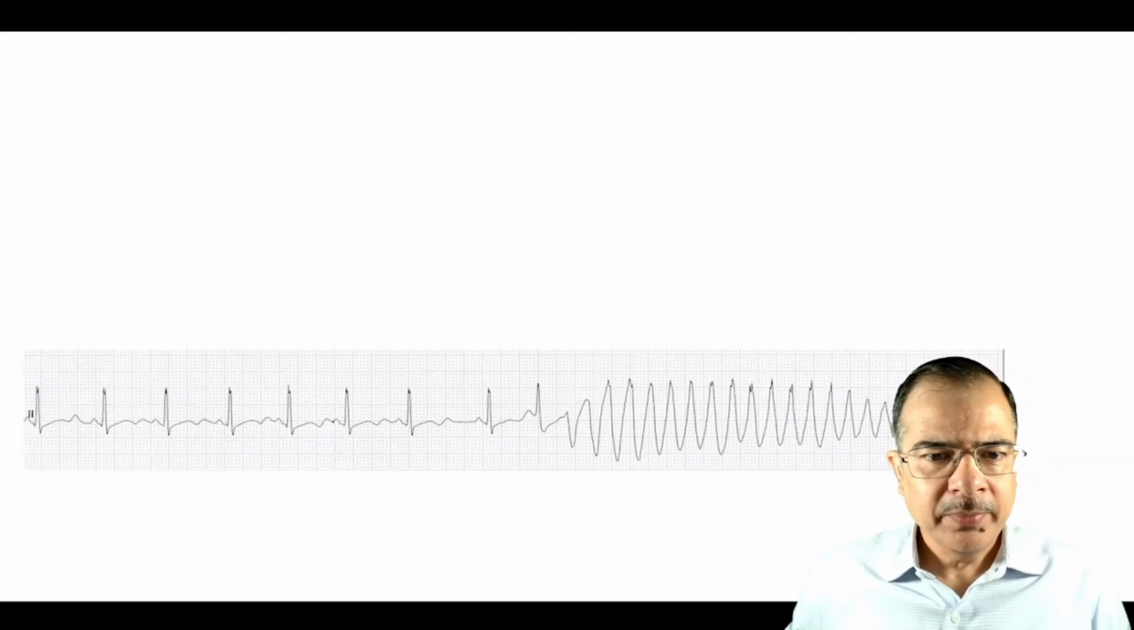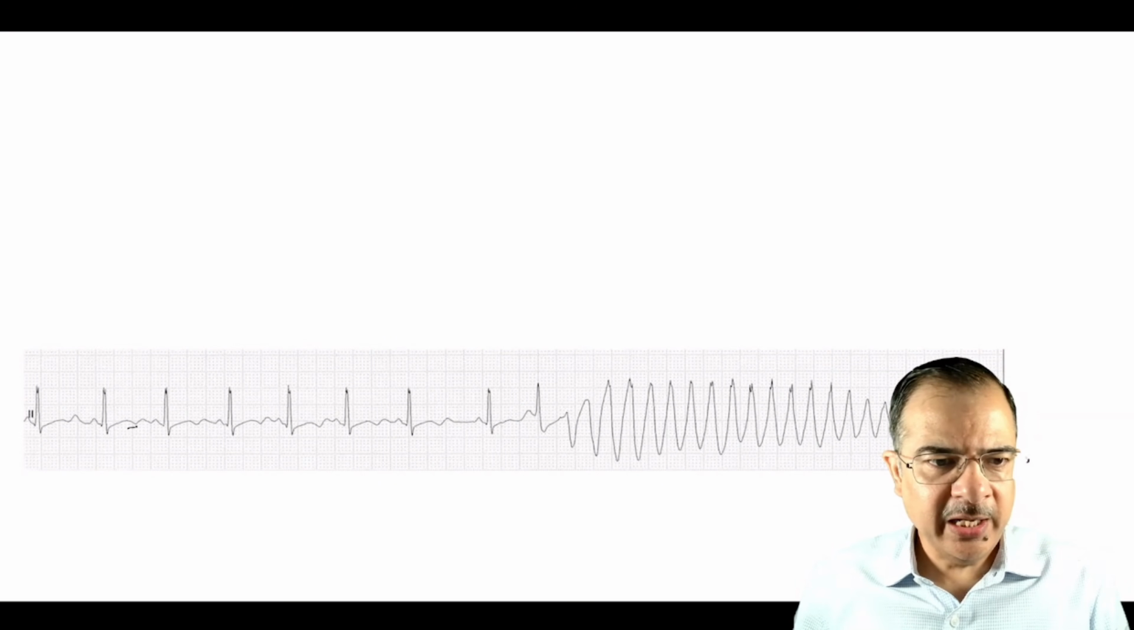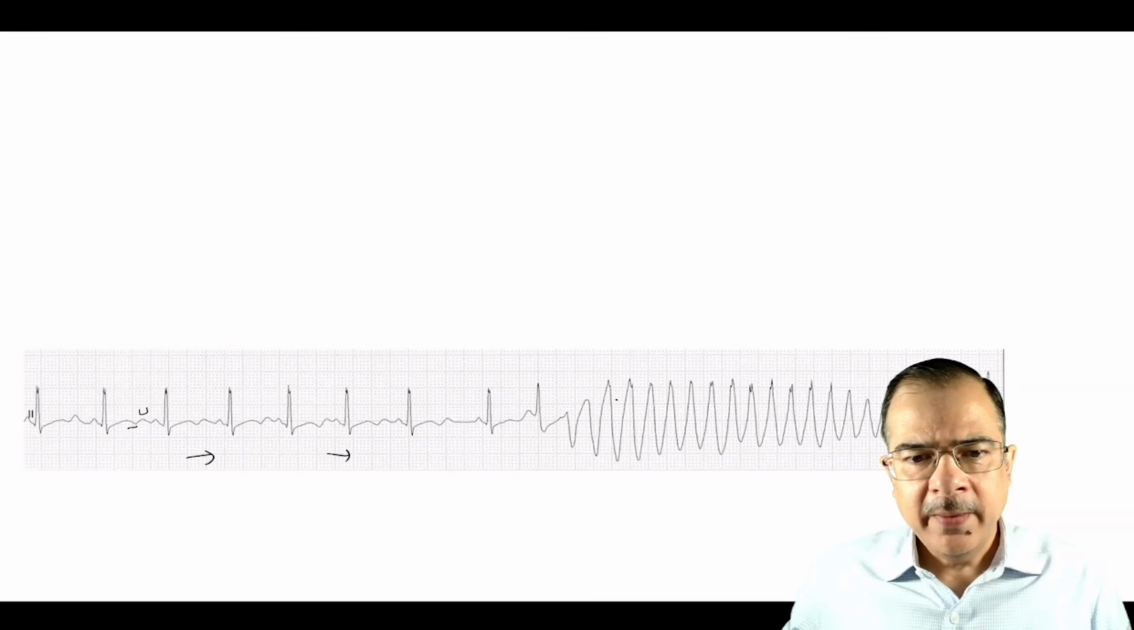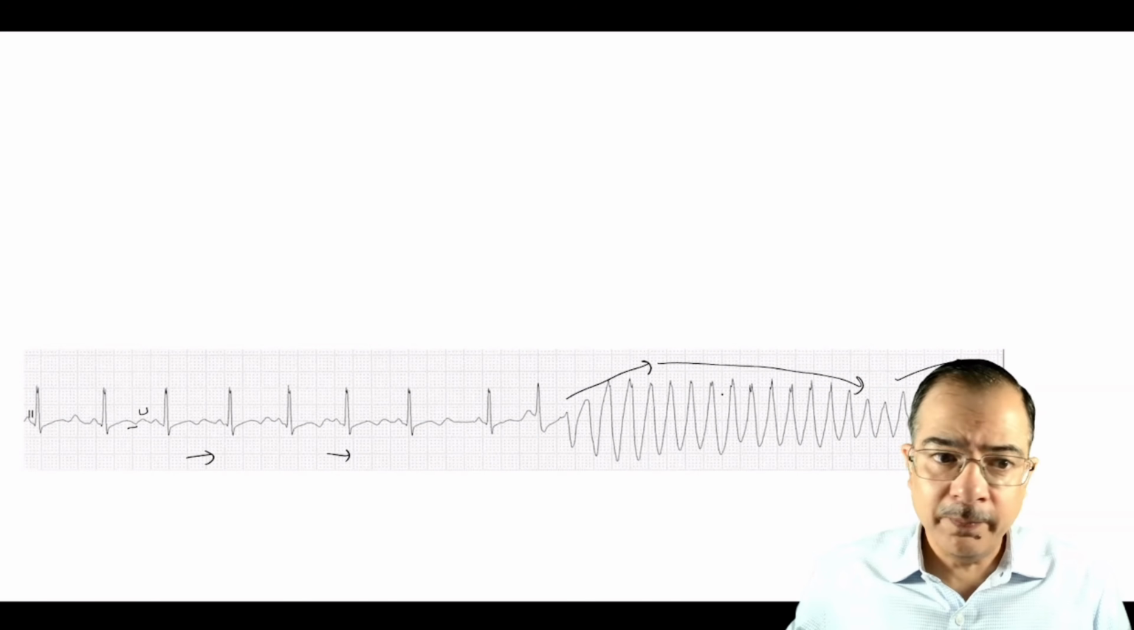So here you can see that the patient was having this T inversion, U wave was prominent. So there were changes present here, and suddenly the patient developed arrhythmia, torsades de pointes, with an increasing decreasing trend of the QRS complex.